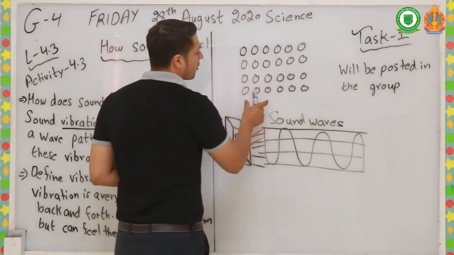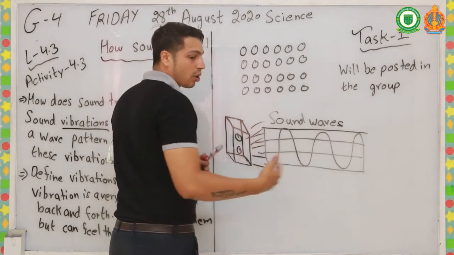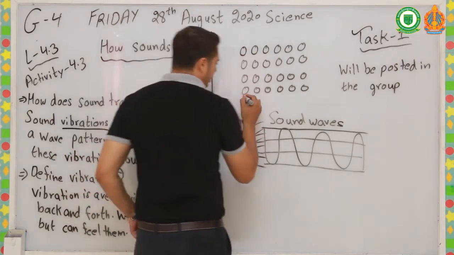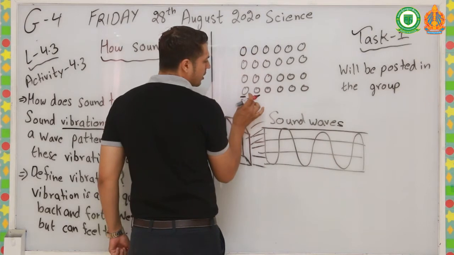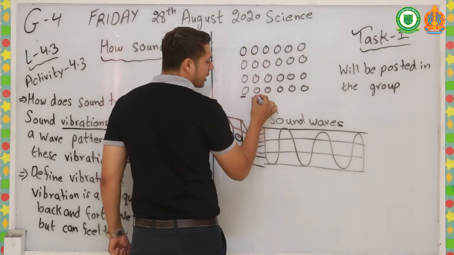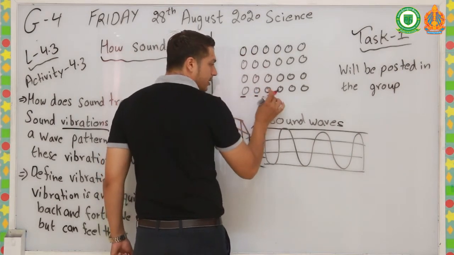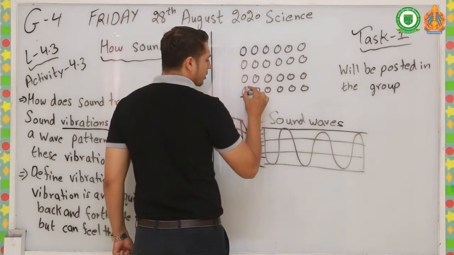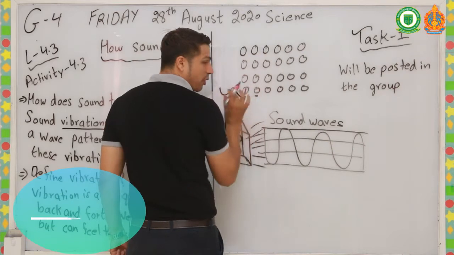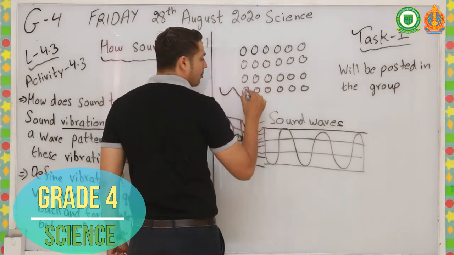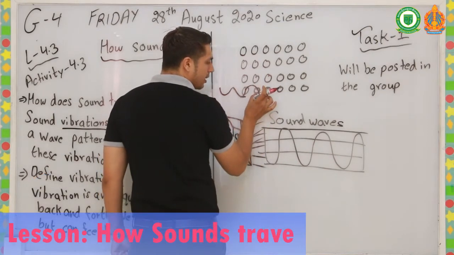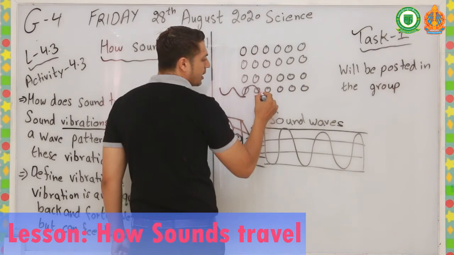But how does sound travel in a material like solid, liquid and gas? Because they have particles. When one particle vibrates, it hits the next particle, and then that particle vibrates and hits the next particle. Like this, the sound wave comes. When it hits this particle, it vibrates, and it passes the vibration to the next particle. Then this second particle vibrates and it goes to the next.